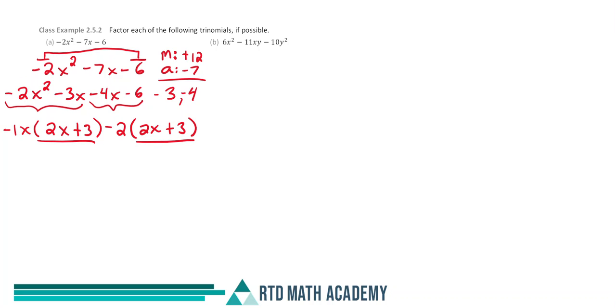So then now our factors, well, our factors are really the one that shows up twice, right? Because that's the one we're factoring out. So 2x plus 3. And then what we have left is negative 1x, or just negative x, same thing, minus 2.